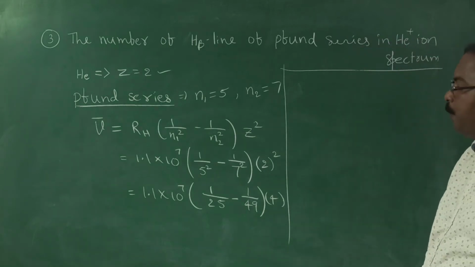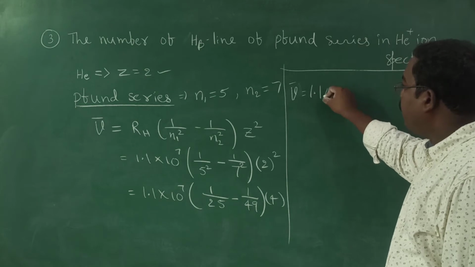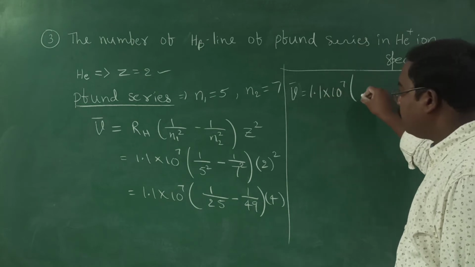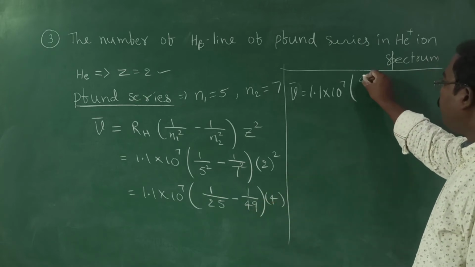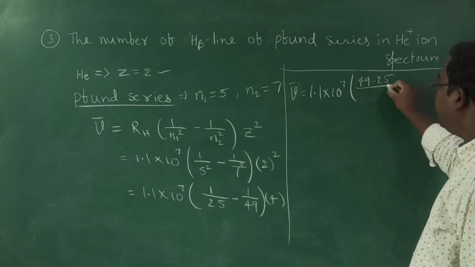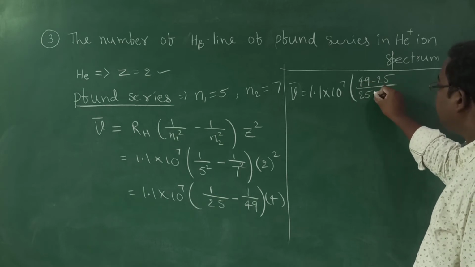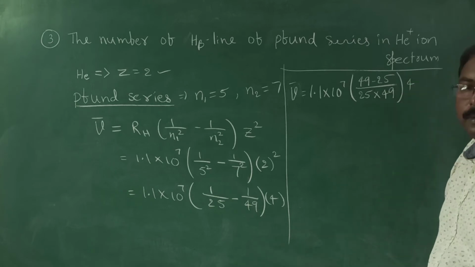Now we are going to simplify. The nu bar is equal to 1.1 into 10 to the power 7. So take the LCM. What will come? 49 minus 25 divided by, don't do multiplication, keep it like that, into 4. Okay?